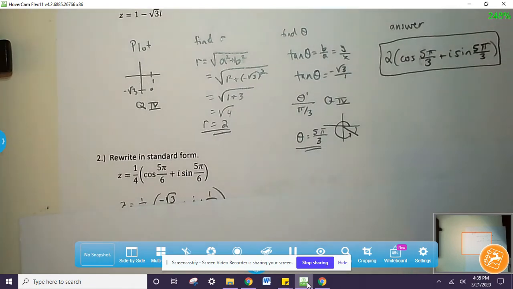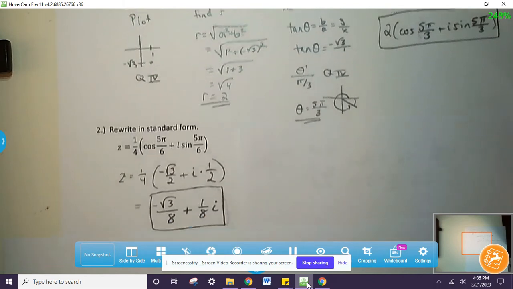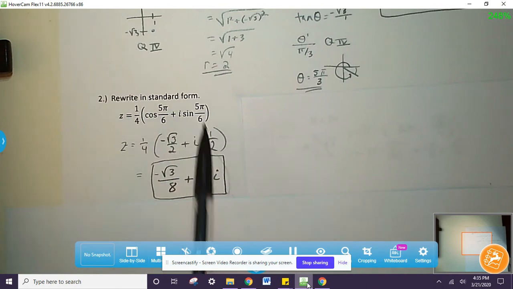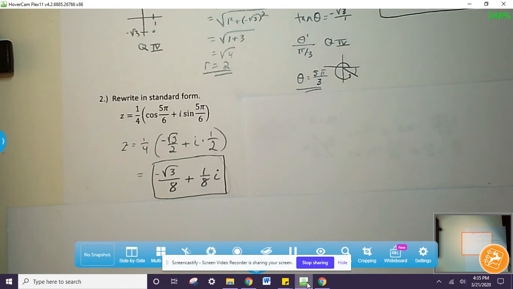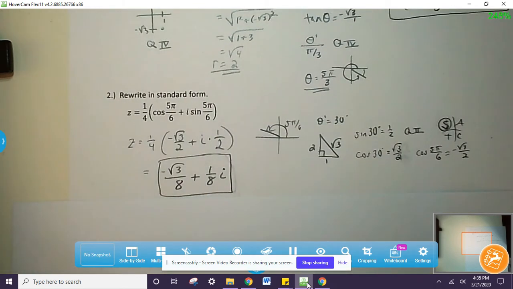Okay, here's our answer in standard form. You should get negative radical 3 over 8 plus 1/8 i. And if you are able to find the cosine of 5 pi over 6 and the sine of 5 pi over 6 without showing any work, that's fine with me. If you use the unit circle and you can do that in your head, that's great. If you do show work, that's fine as well. So if you are doing quadrants and reference angles, it's fine to sketch the angle, find the reference angle, and work everything out on the side.